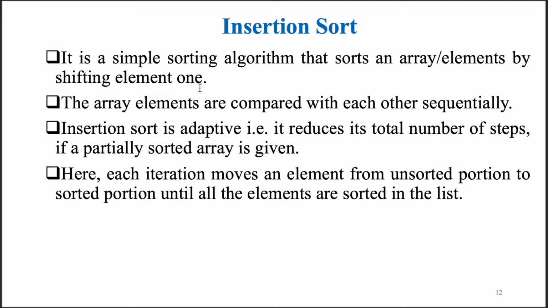Insertion sort is a simple sorting algorithm that sorts an array of elements by shifting elements one at a time. The array elements are compared with each other sequentially. Insertion sort is adaptive, that is, it reduces its total number of steps if a partially sorted array is given. That means it takes less time if the array is partially sorted. Here, each iteration moves an element from the unsorted position to the sorted position until all the elements in the list are sorted.